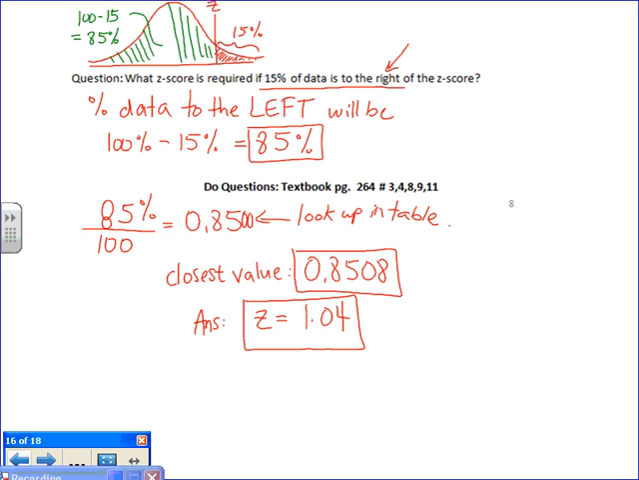I'd like you to do a little bit of practice with these questions. So I've assigned you in your textbook questions 3, 4, 8, 9, and 11 on page 264. At this point, you can also start your Chapter 5 review and get yourself ready for our test on statistics.